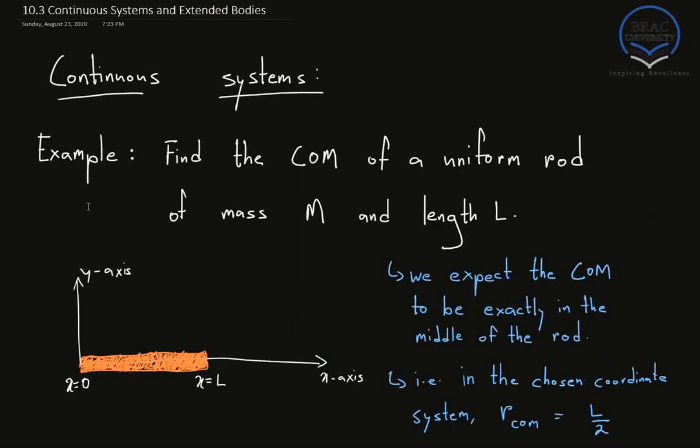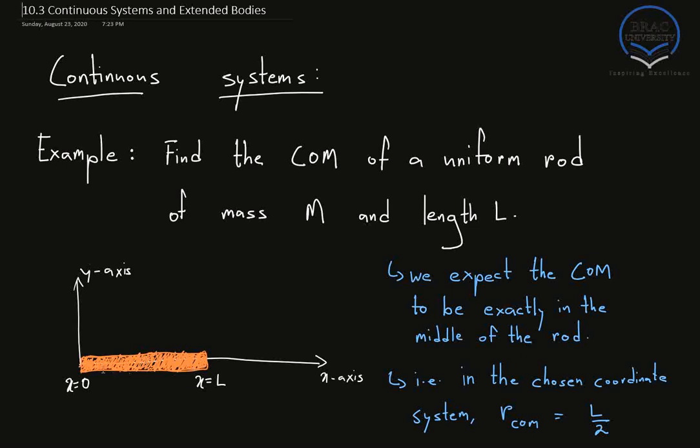One example that we are going to do is to find the center of mass of a uniform rod of mass m and length l. Suppose we have this orange rod here. It's a uniform rod. What that means is that the mass is uniformly distributed all over the rod. It's just a well designed, straight rod. It's got no kinks. It's not heavy at one end and light at another or anything like that.